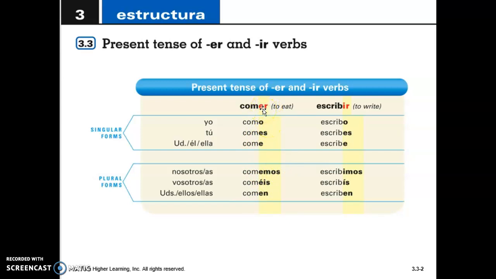To begin the conjugation, you're going to get rid of this ER from the verb, and we're going to be left with a stem, like in here. We get rid of this, and we have COM, and we're going to use it and plug in the ending, okay?